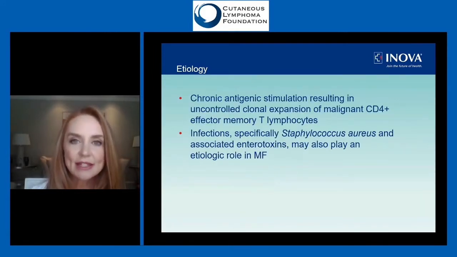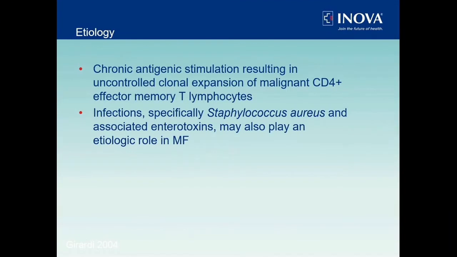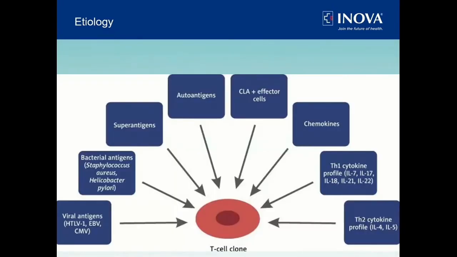So the leading theory is that patients are exposed to some sort of chronic stimulation in their immune system, specifically in the skin, that kind of overtaxes the system and leads to an error occurring. And we know that Staphylococcus tends to be one that's really on our radar, specifically when we're talking about mycosis fungoides. So I like this particular schematic drawing because it just kind of gives you an idea of all of the different things that are in play when we talk about what stimulates the emergence of a T-cell clone.